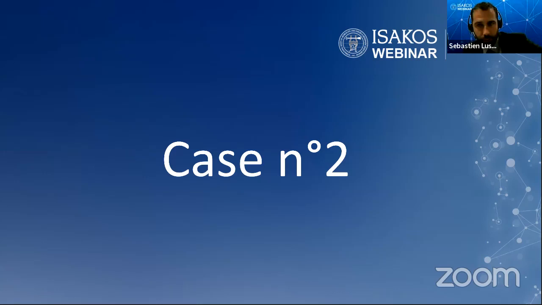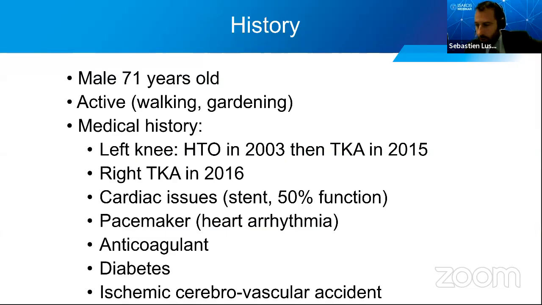Yeah, thanks, Miles. So case number 2 is about a gentleman, 71 years old, an active guy, walking, gardening. He had an HTO on the left knee in 2003, then a total knee in 2015. That's for the left knee. He also had a right total knee in 2016. So he has 2 total knees. But this gentleman has a very severe medical condition. He's got cardiac issues, a pacemaker, anticoagulation drug, diabetes, and he had an ischemic cerebrovascular accident.